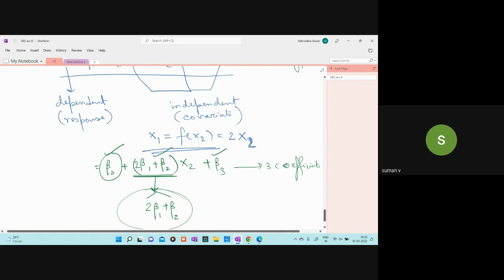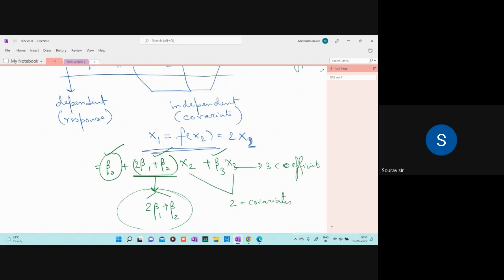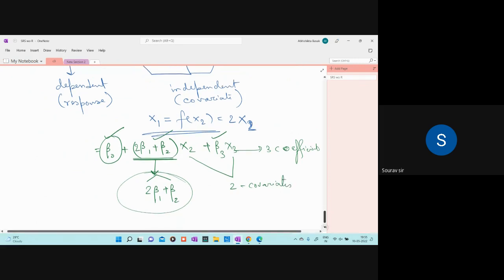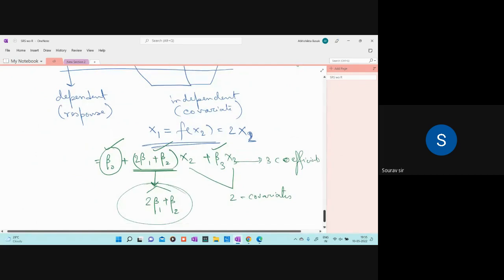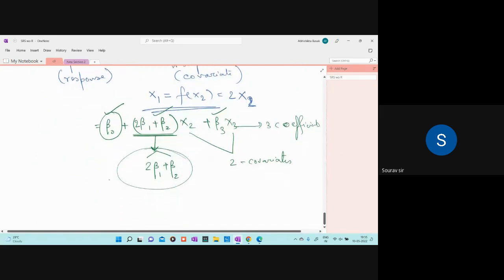Yes, ma'am. Okay, so that means it is reducing the number of coefficients that I need to estimate, and also reducing the number of covariates as well. Like I have actually come down to 2 covariates only. So that is where the problem of multicollinearity lies.